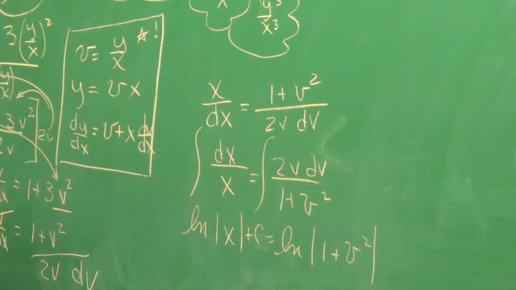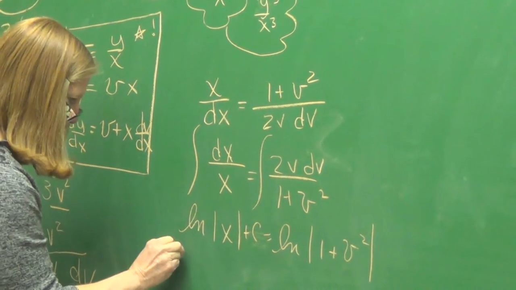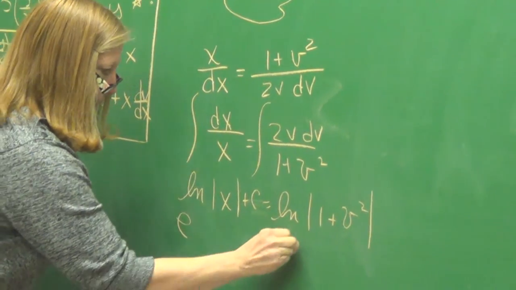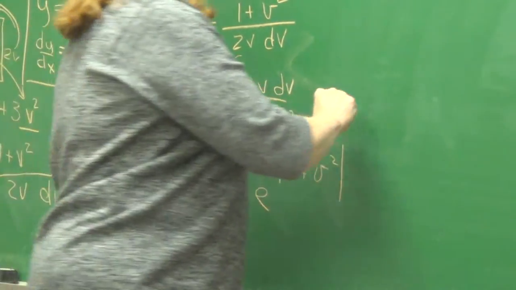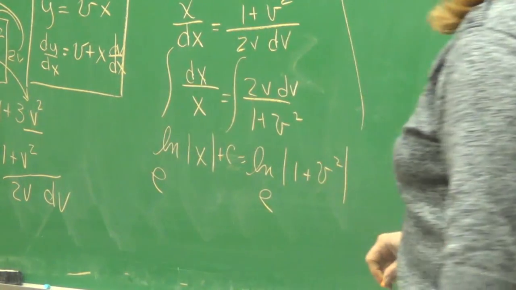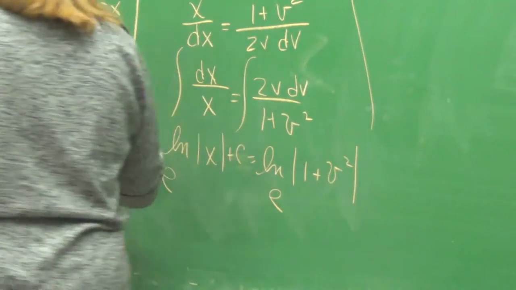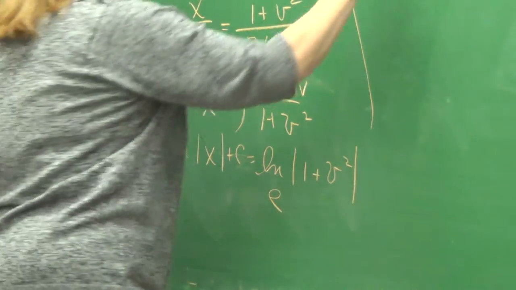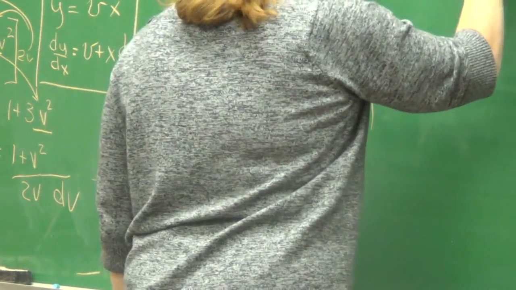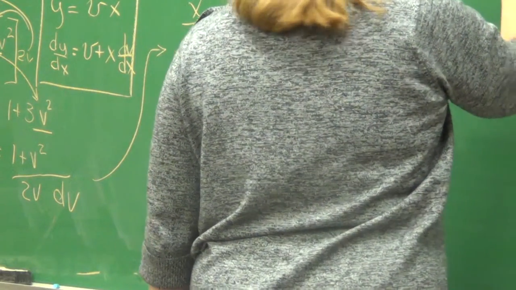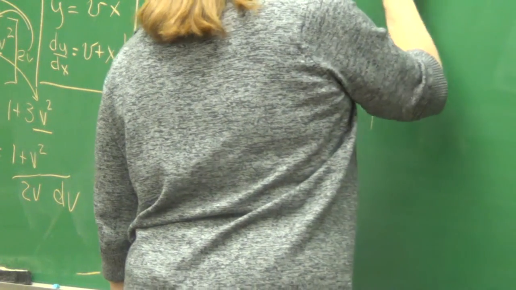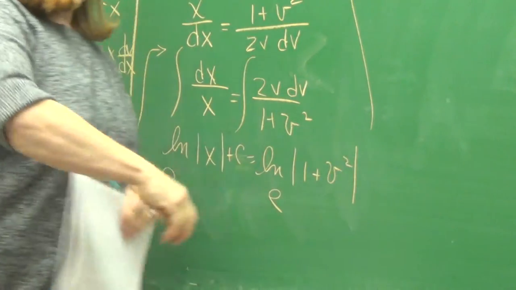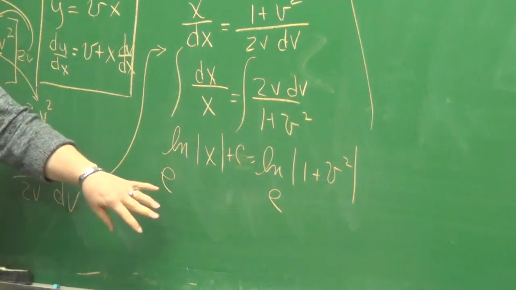Exponentiate it. All right, we're exponentiating. So we get this and this. So tell me, Brendan, what that gives us. That would give us the absolute value of x equals the absolute value of 1 plus v squared times e to the c. You have to remember that c. Where does the c show up after I exponentiate?